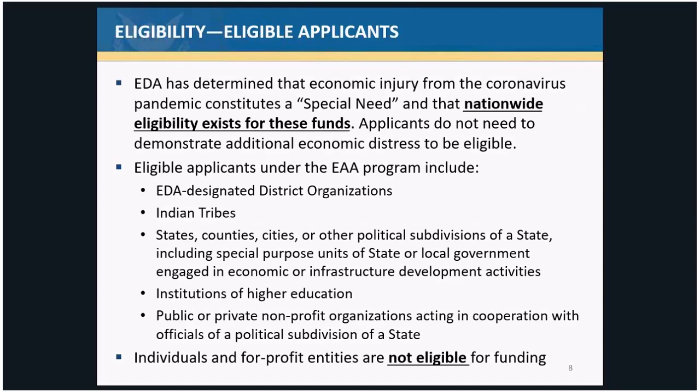In order to apply for the funds, you still need to be an eligible entity under our Economic Adjustment Assistance Authority, and that includes EDA designated district organizations, Indian tribes, states, counties, cities, and other political subdivisions, including special purpose units, institutions of higher education, and public or private nonprofit organizations that are working in coordination with a political subdivision of the state. As normal, individuals and for-profit entities are not eligible for funding.